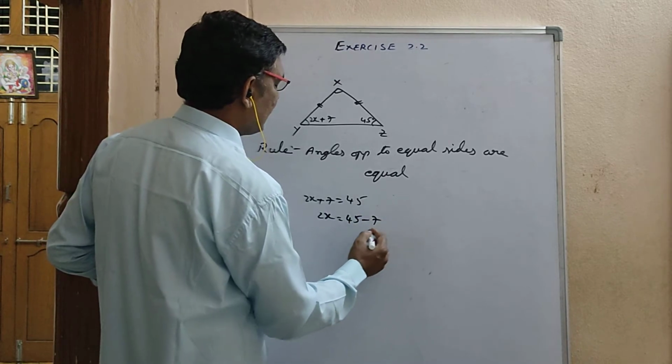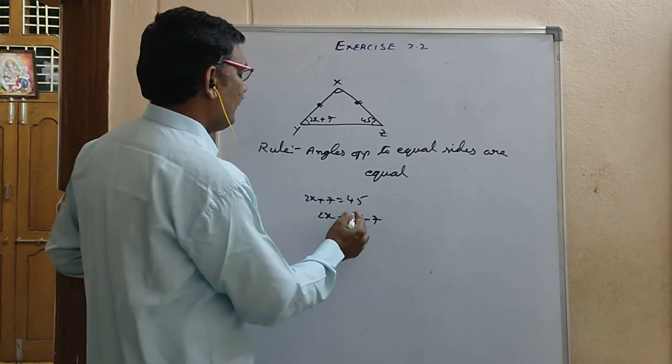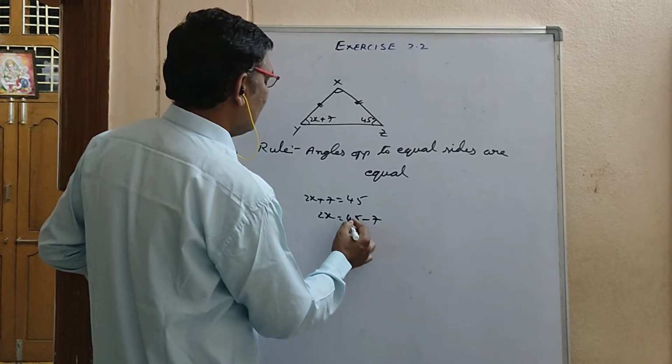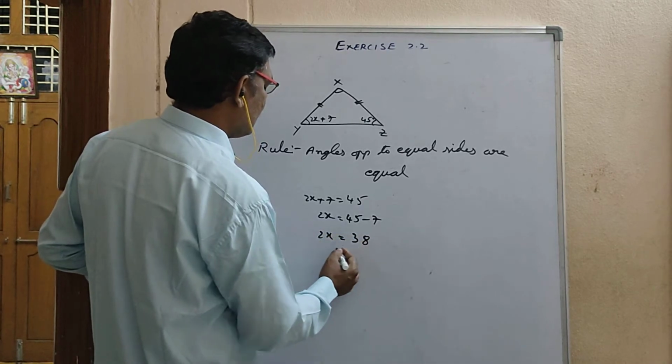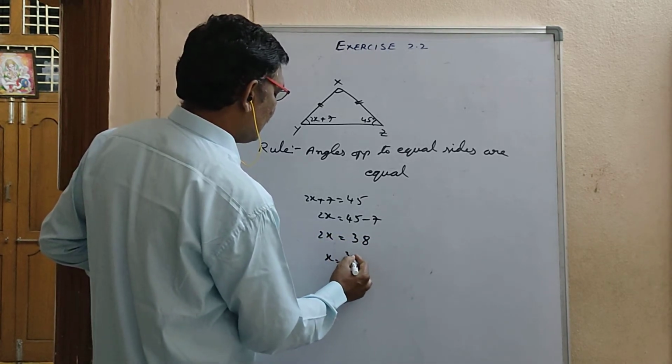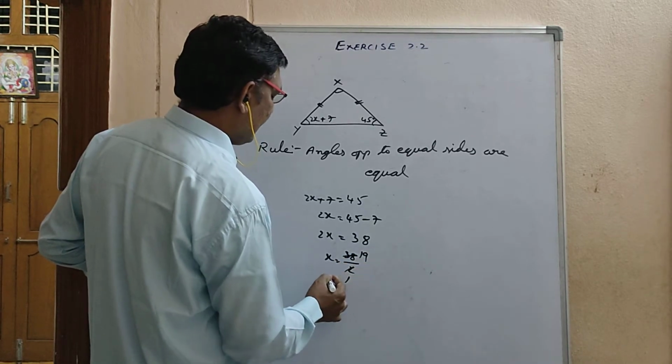45 minus 7. From 45, subtract 7. 15 minus 7 is 8. 4. Borrowed means 3 will be there. So you got 2x is equal to 38. X is equal to how much? 38 by 2. If you cancel, you are getting 19.